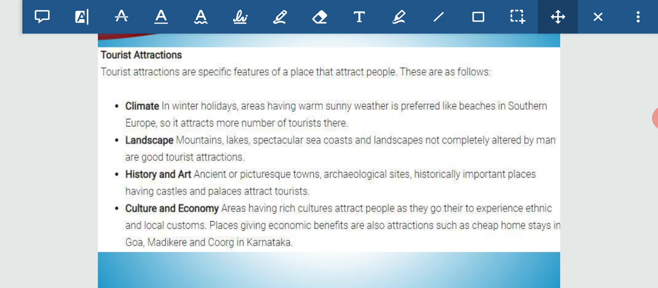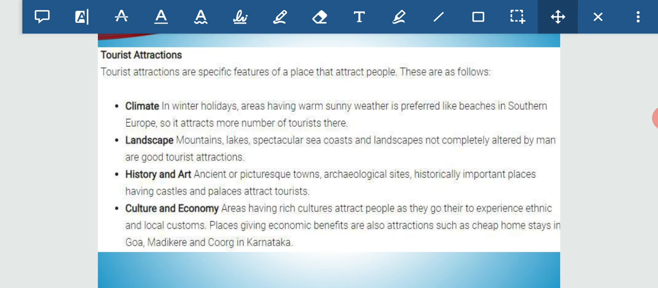Number one, climate. From the place where we are staying, we move to those areas where the climatic condition is just opposite. If we are in the cold areas, we will move to the warmer areas. If we are in the warmer areas, we will move to the cold areas. Then comes the landscape. If we are in the low lying areas, we prefer to move to the mountainous areas. Then history and art, or historical importance, are also very attractive places for tourists.